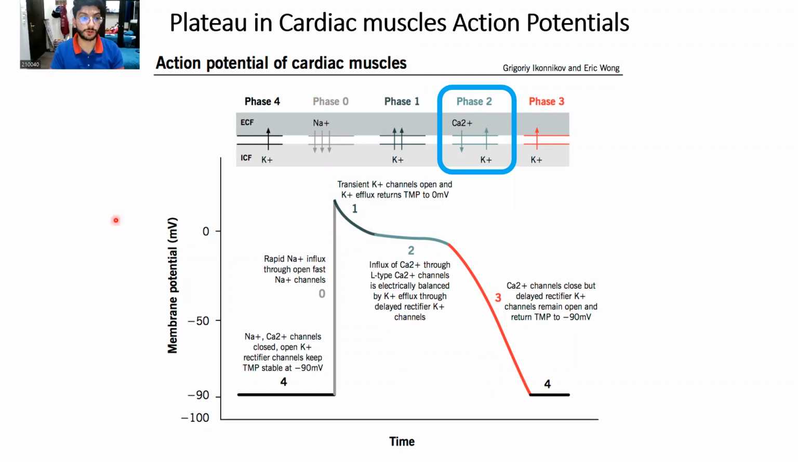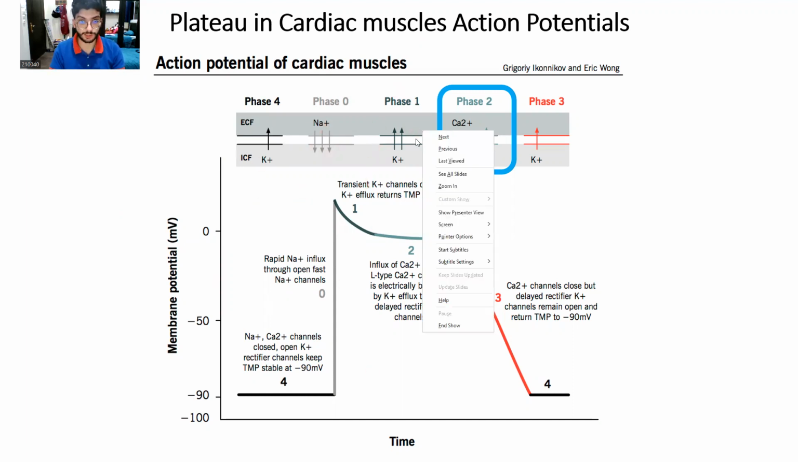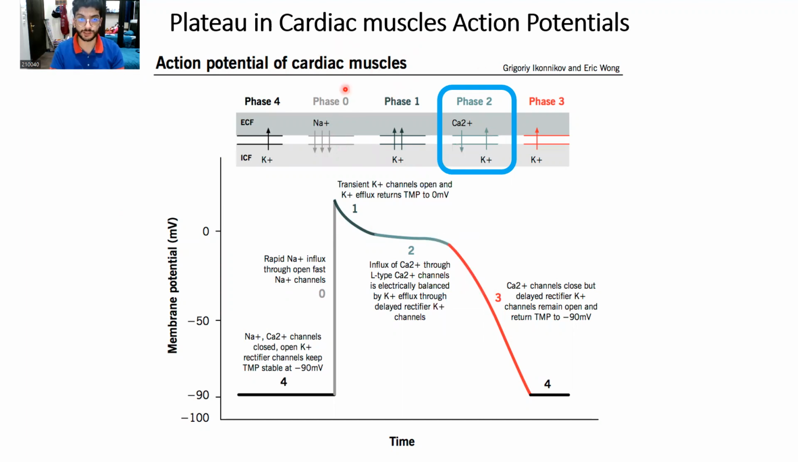What causes the plateau? Basically, this action potential is the same, it's just in cardiac muscle, inside the heart. The only difference is that there are calcium channels over here. Just a quick reminder, is calcium on the outside or the inside? Where is it more concentrated? Outside. Perfect. Because it's on the outside, when it comes in, it causes the cell to be more positive.